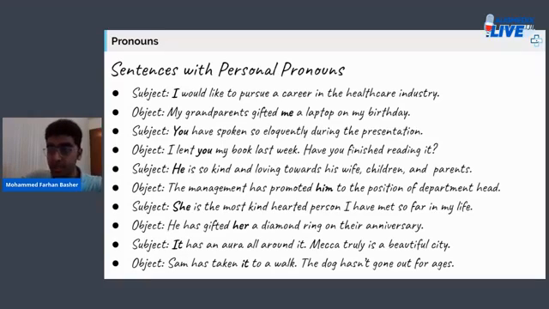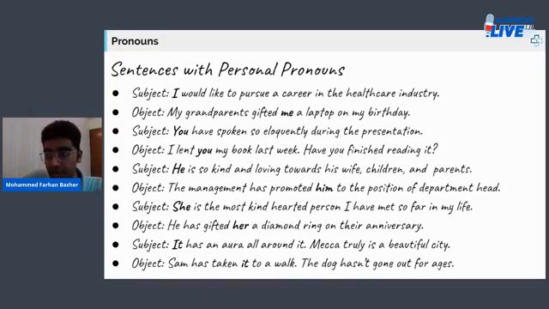Okay. Now take a look at the third example. He is so kind and loving towards his wife, children, and parents. In this case, he again is the subject person pronoun, and he is taking an action, the doer of an action. What actions is he taking? He is kind. That's a stative verb. He is, which is like is in the sense as the verb. So he is kind and loving towards his wife, children, and his parents, right?